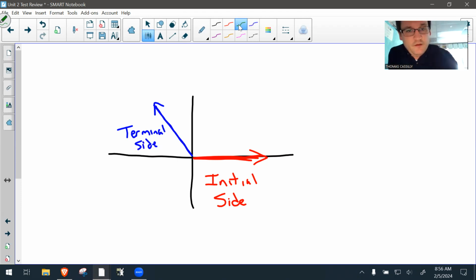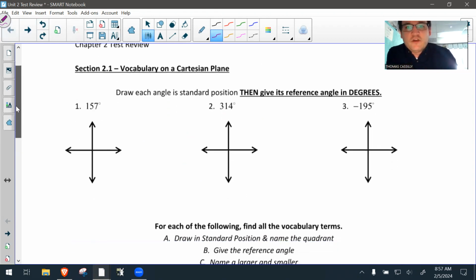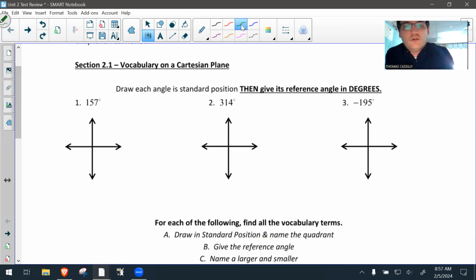And in math, a counterclockwise angle is a positive angle. All right, so this one will be positive. A clockwise angle is negative. All right, just a negative number. So now that that's out of the way, let's go back to it here. Draw each angle in standard position, then give its reference angle in degrees.